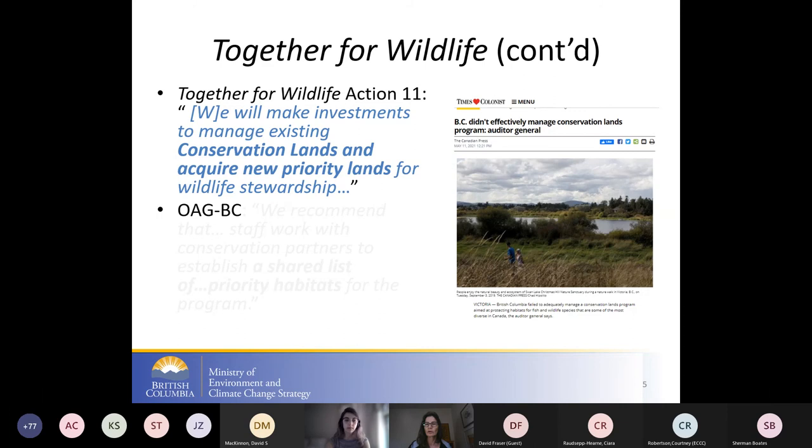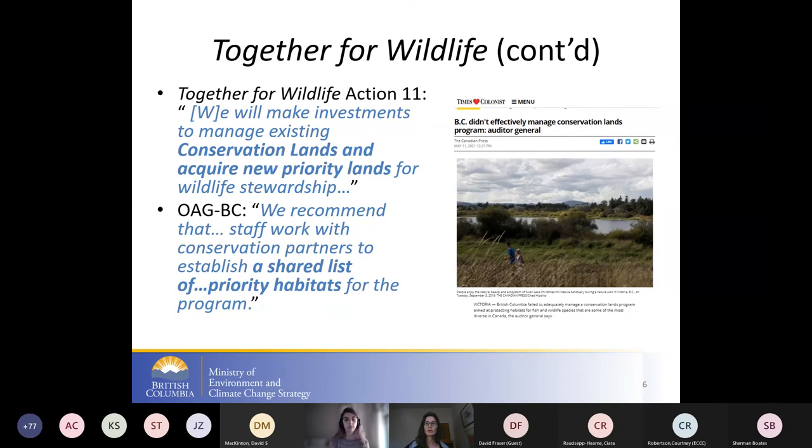And this one's particularly timely because the Office of the Auditor General in British Columbia has just audited the conservation lands program. And you can see the finding of that audit in a nutshell in the headline of this article here, which is that BC has not effectively managed the conservation lands program to conserve important habitats in BC. The way that these audits work is that the Auditor General's office will take a couple of years to evaluate a program, then they'll come out with their findings, and those findings include a number of recommendations for how government can address any shortcomings that are found. And in this case, the British Columbia government has accepted all the recommendations of this report.